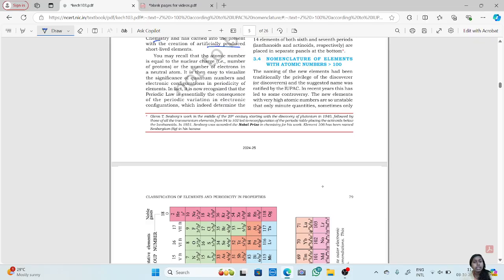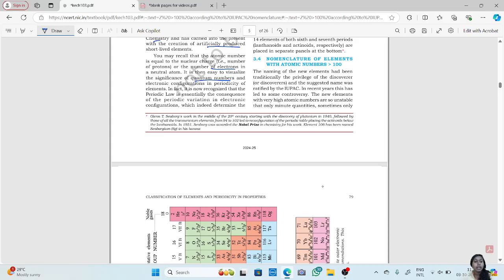Now, it is then easy to visualize the significance of quantum numbers and electronic configuration in periodicity of elements, because the atomic number will give you the number of electrons which are present or the number of protons which are present.